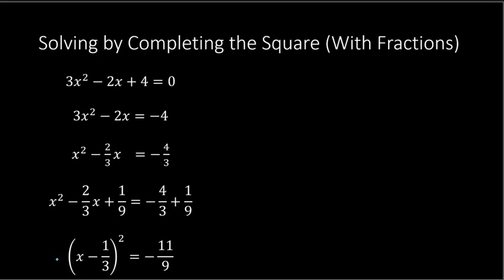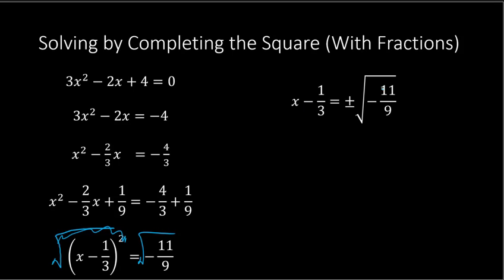And now we can get rid of the square by taking the square root of both sides. So now we have x minus 1/3 on the left, and then plus or minus the square root of negative 11 over 9 on the right. So we can solve for x by bringing the 1/3 to the right side. We do that by adding 1/3 to both sides. So x equals 1/3 plus or minus the square root of negative 11 over 9.